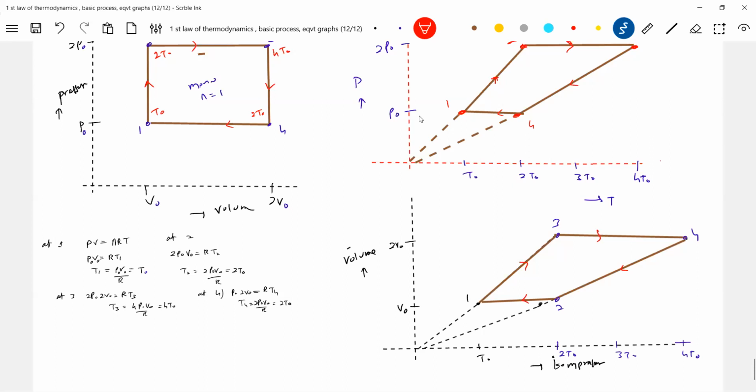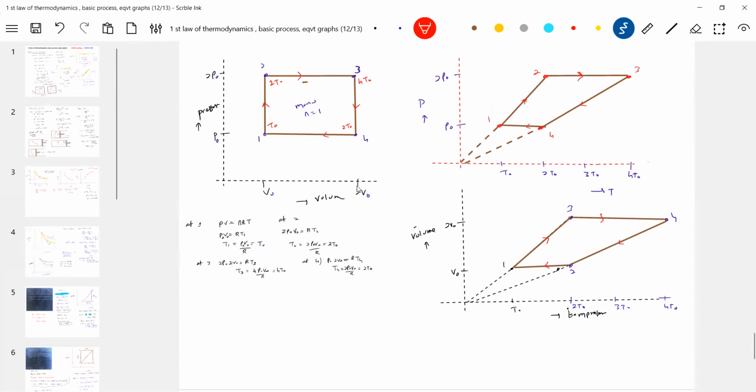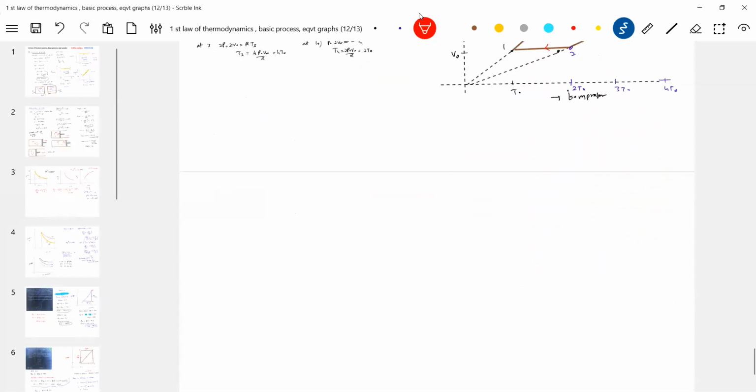PT graph and VT graph. If you want, you can also go for the intensity versus density graph. Later we can see. Now there's a basic method that a student has to follow, so they'll give equivalent graphs. Let's take the next one.